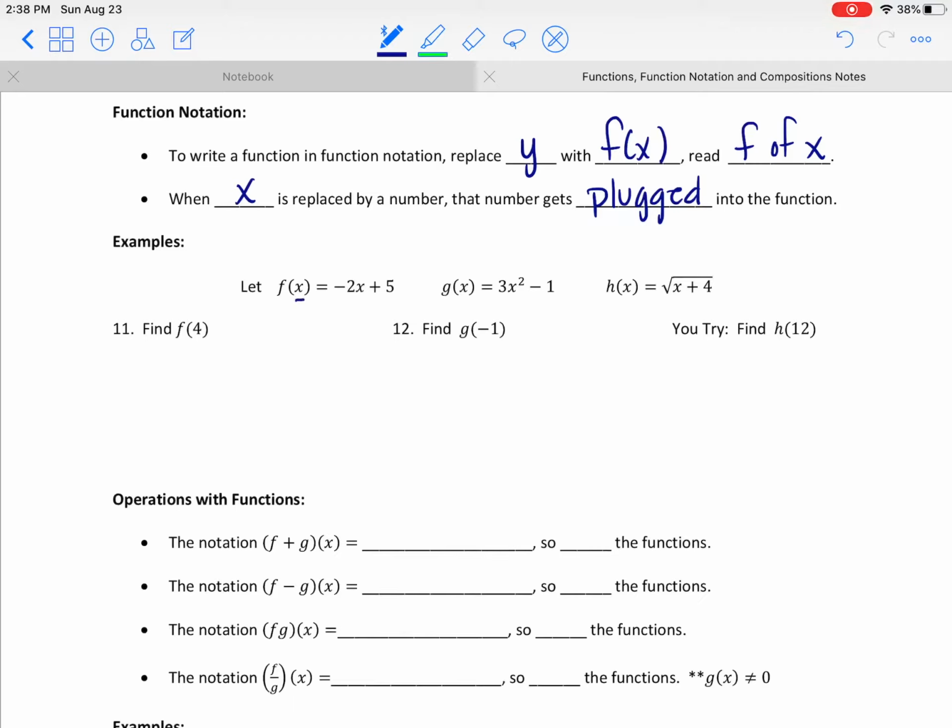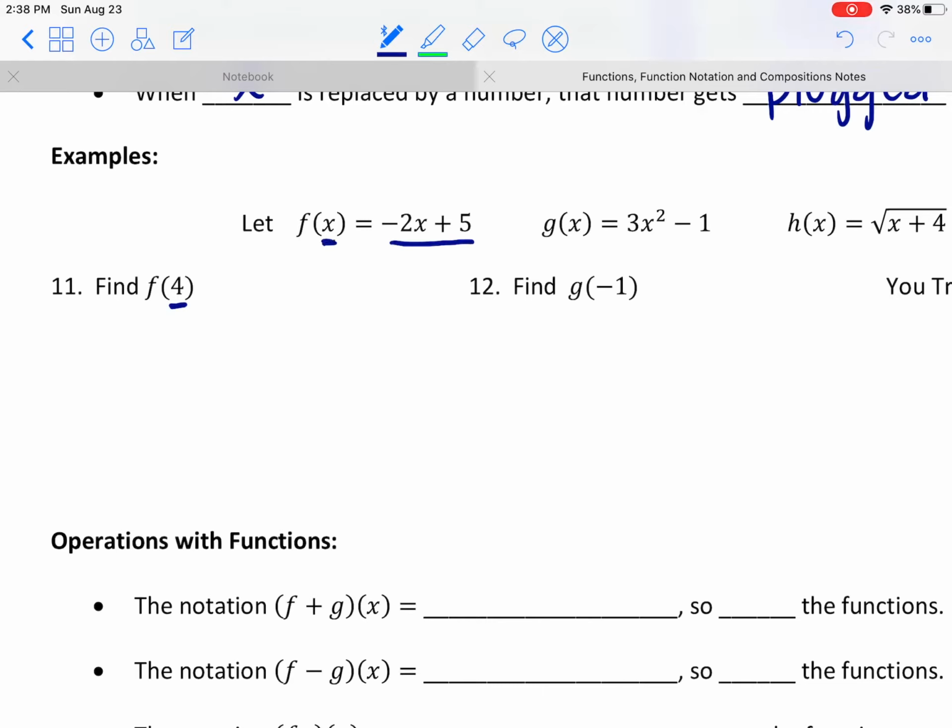So if we have f of x equal to negative 2x plus 5, then f of 4 means we're going to plug 4 in for x. So you see how the x is replaced with 4? Let's replace the x here with 4 as well. So this is going to be equal to negative 2 times, in place of the x, we're going to plug in the 4. And then we're going to add 5. And I just want this to be a little more linear, so I'm going to move this up. Okay, and now we just evaluate.